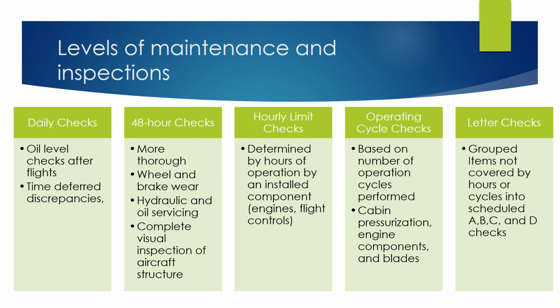Then there are also hourly limit checks, which are determined by hours of operation of a particular component. Something like engines, flight controls, and avionics equipment may only be operated to a certain hourly limit. Additionally, there's operating cycle checks, which are based on the number of cycles performed. Certain things that are limited by operation cycles are landing gear, and even the aircraft itself, I think, has a limit on how many times it can be pressurized and depressurized before the fuselage loses its structural integrity.